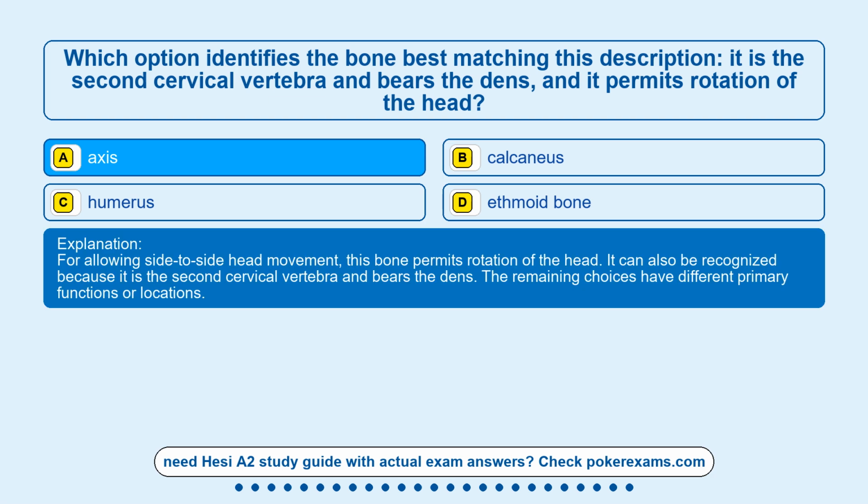For allowing side-to-side head movement, this bone permits rotation of the head. It can also be recognized because it is the second cervical vertebra and bears the dens. The remaining choices have different primary functions or locations.